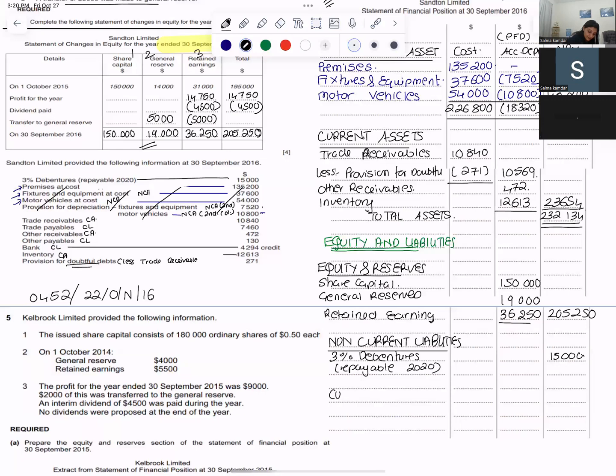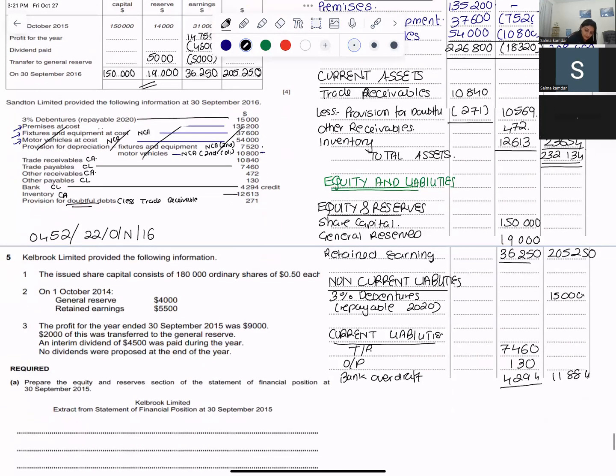And now after that, current liabilities. We have trade payables, other payables, and bank overdraft. How much is trade payables? It is 7,460. Other payables is 130. Bank overdraft, 4,294. So what is your total current liabilities? 11,884.